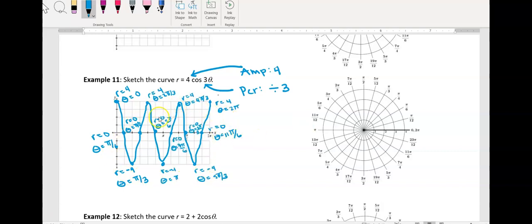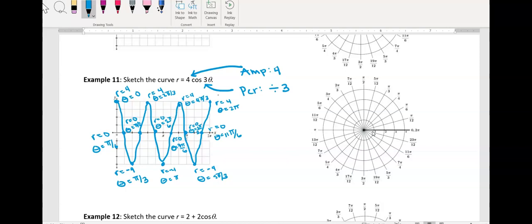So I've labeled each of the points with the R and the theta that corresponds to it. And now I'm going to take a moment and plot that on our polar system. So the first point I'm going to plot is R equals 4, theta equals 0. So this is going to fall on our polar axis here.